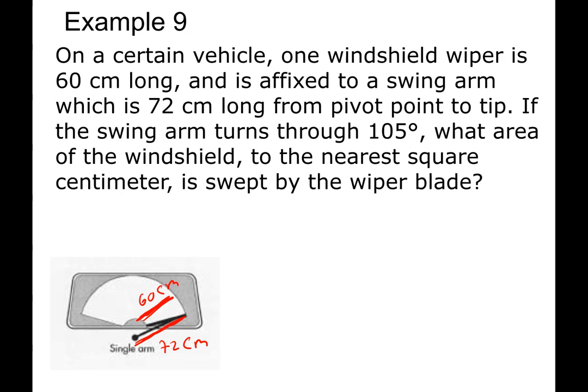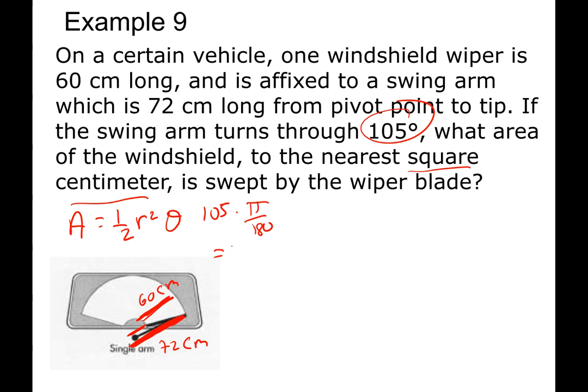You're saying that the arm swings through 105 degrees. What area to the nearest square centimeter is swept by the wiper blade? So because of the fact that you're only trying to find the area of the portion that is actually being wiped, you have to find the area of the entire arm, and then you would have to subtract the region that is not actually being wiped. So again, this is still an area problem of a sector. So 1/2 r squared times the angle. In a case like this, 105 degrees. So 105 degrees, if you multiply that by pi over 180, it reduces to be 7 pi over 12.